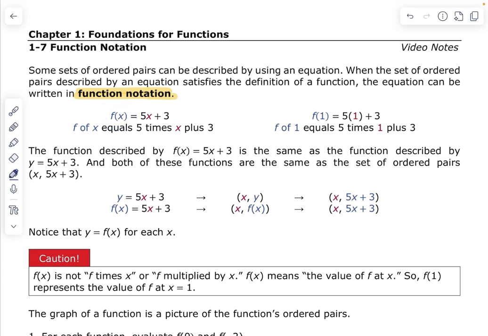Okay, that's how you pronounce this. It is f of x.